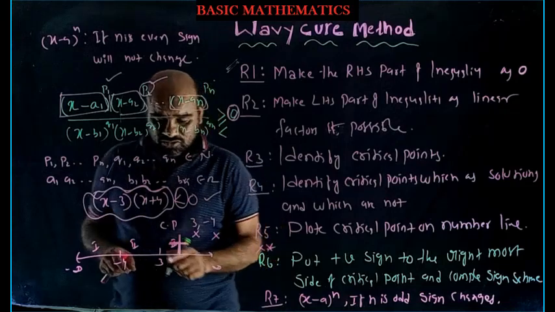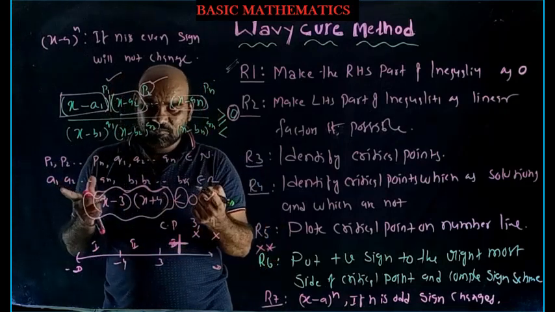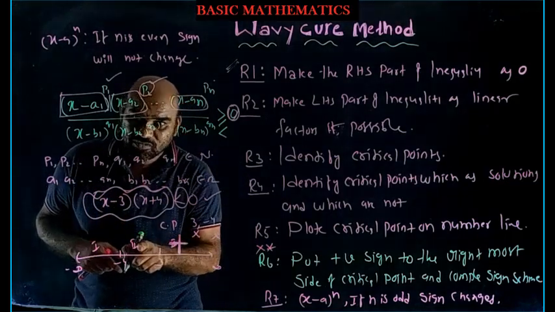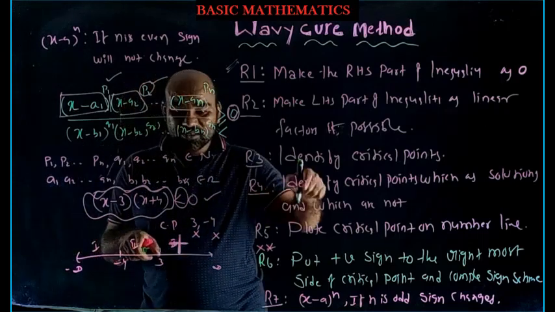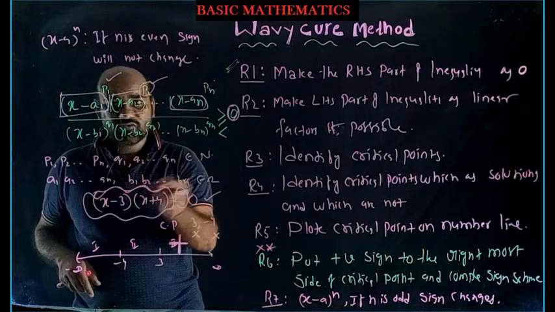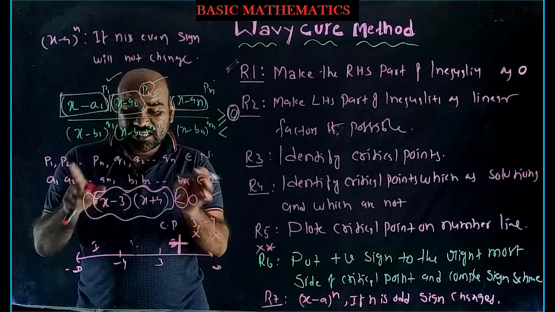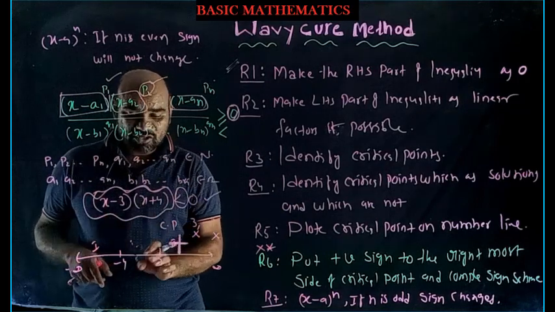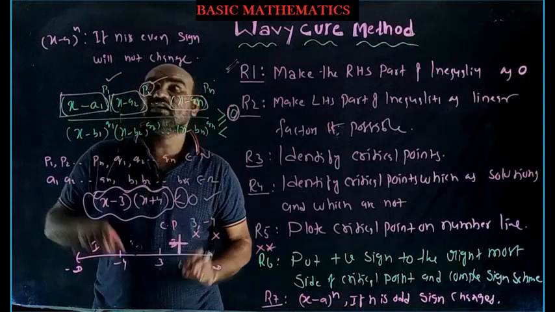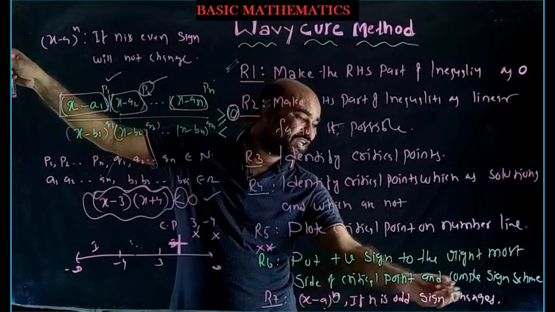Next, for minus 4 to 3, we could take any real number and substitute here to get the sign. But this method says that you can directly write the sign without taking values and substituting. By using this method, you can directly find the sign. What happens to the sign of this expression for values of x from minus 4 to 3? It depends upon the exponent of x minus 3. If the exponent n is odd, the sign will change.